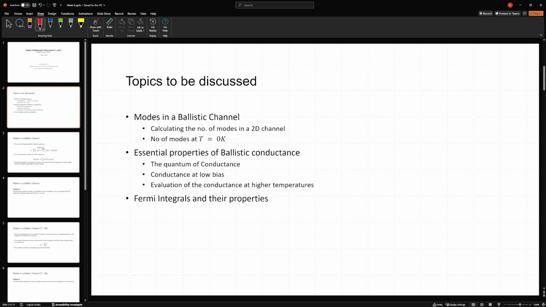So the notion of modes in a ballistic channel was explored in the last session. We have also solved some elementary problems there, and calculating the number of modes for a 2D channel is something that we have also seen.